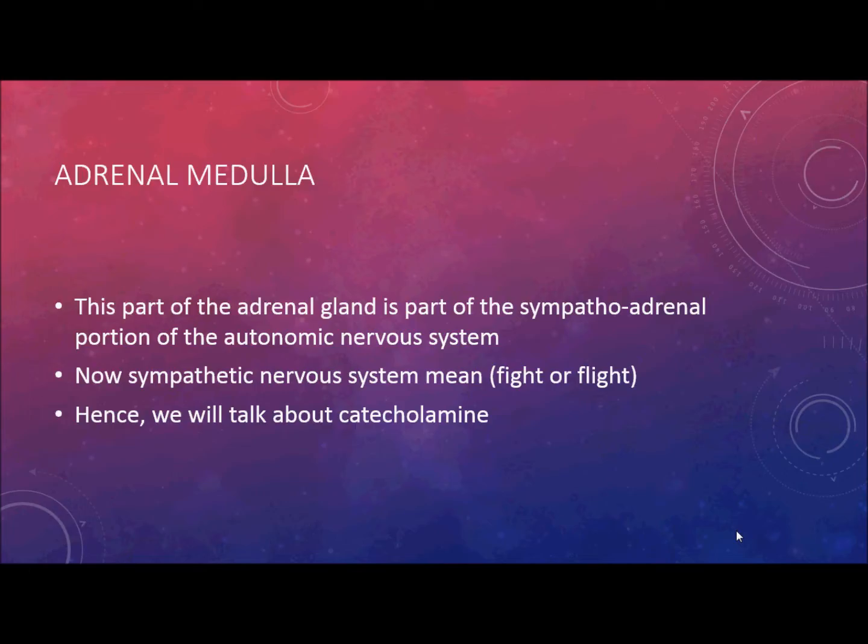Now let's go to the adrenal medulla. This part of the adrenal gland is part of the sympathoadrenal portion of the autonomic nervous system, which means that the sympathetic nervous system is the one that controls this part of the adrenal gland. Sympathetic nervous system means fight or flight. Hence, we're going to talk about catecholamine.